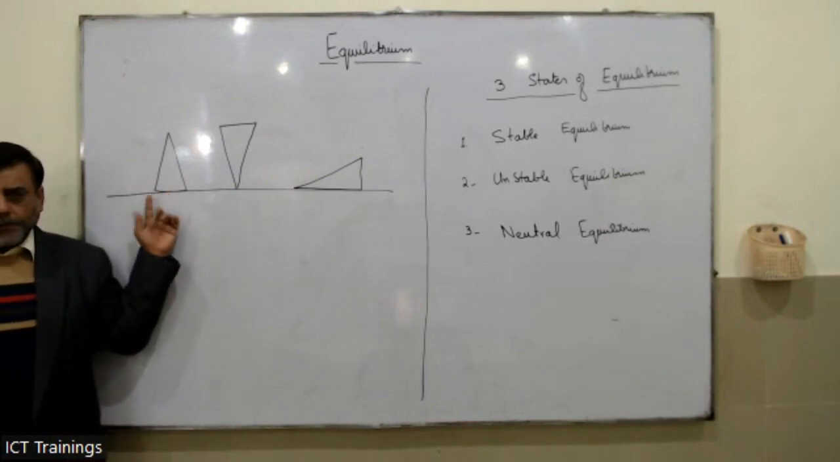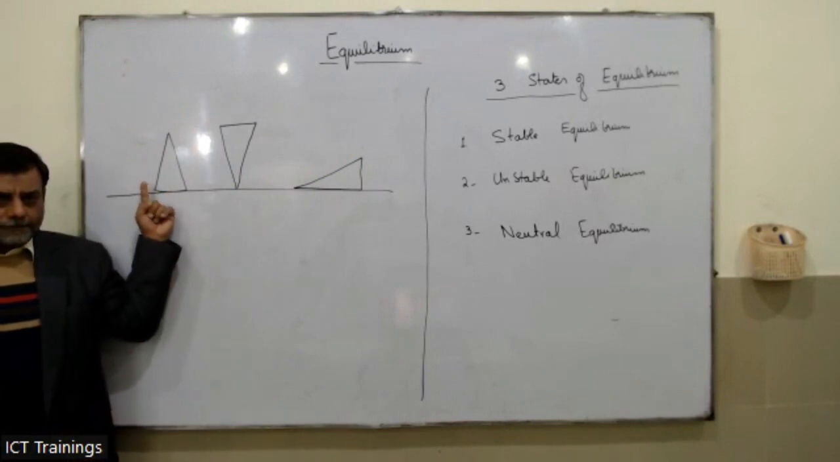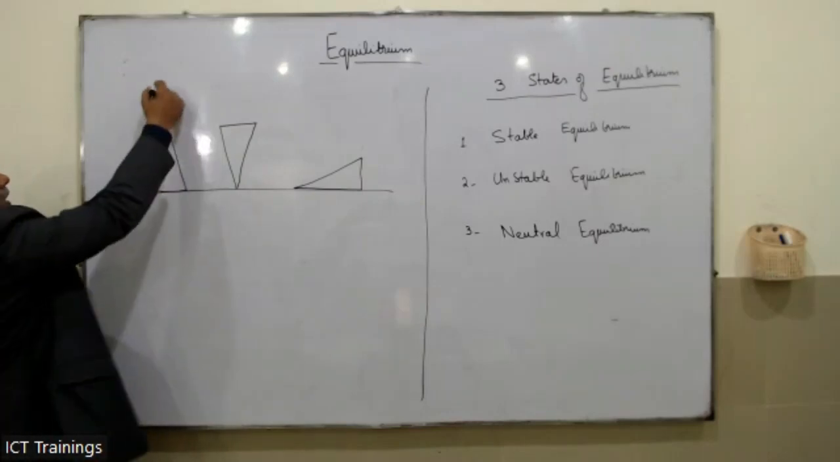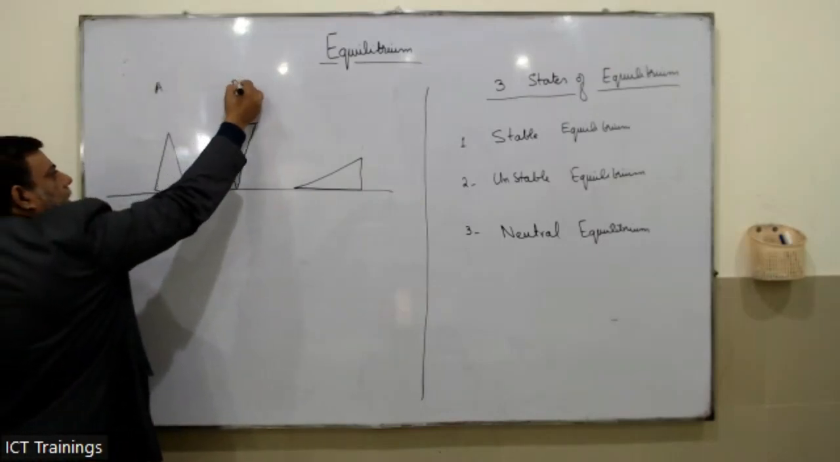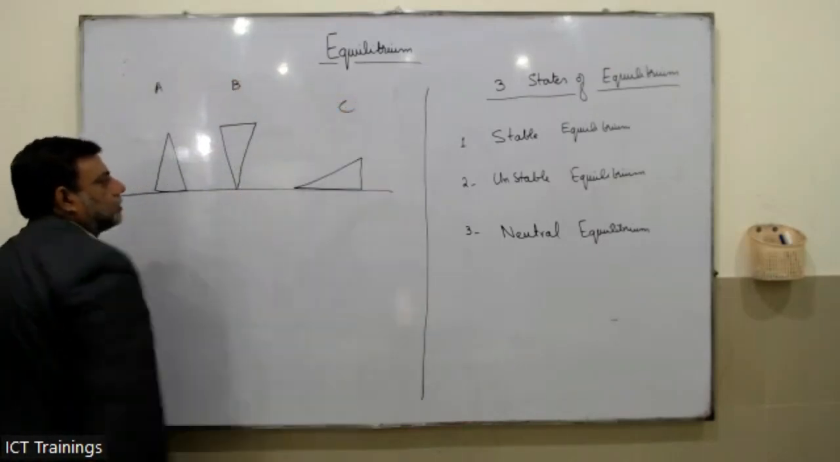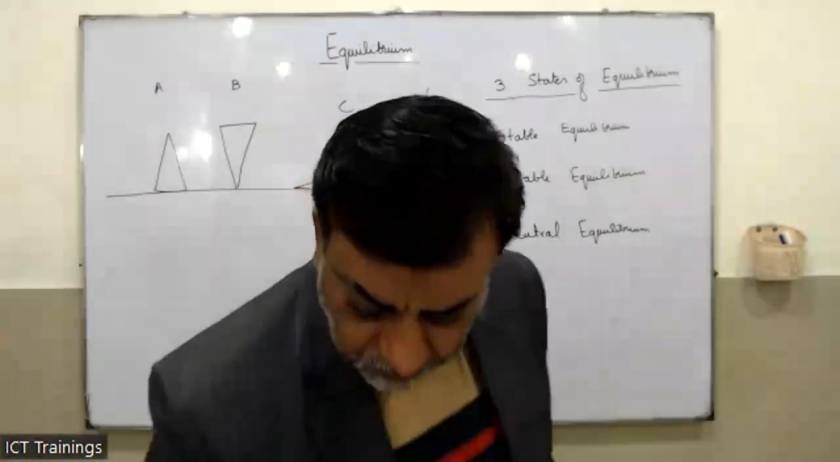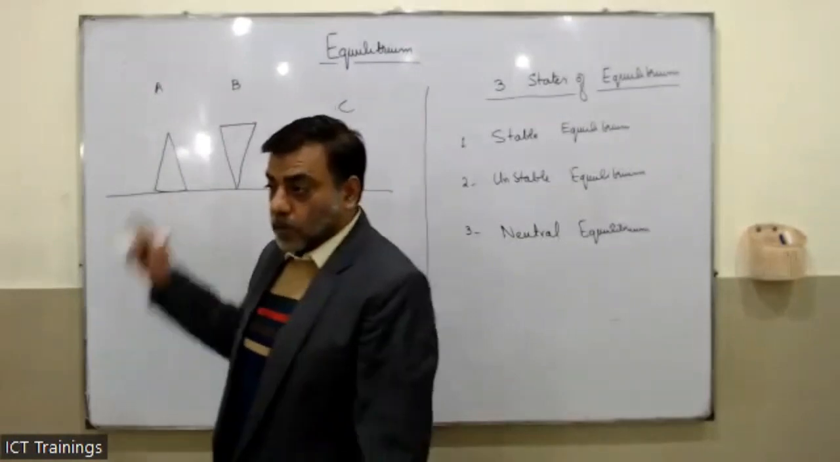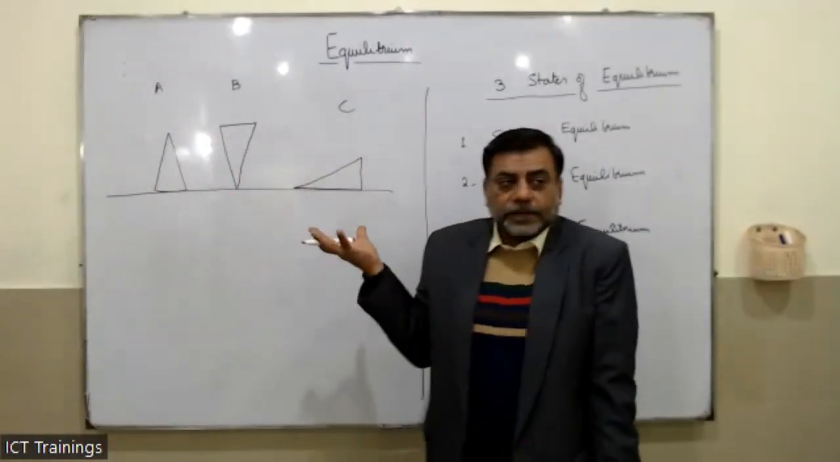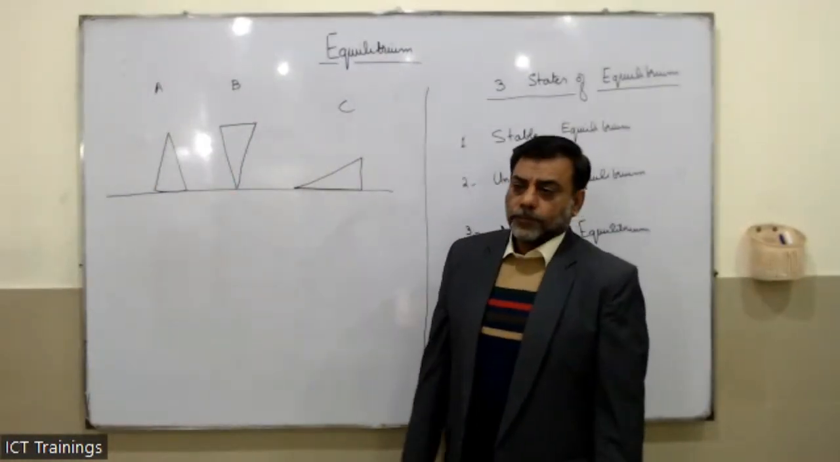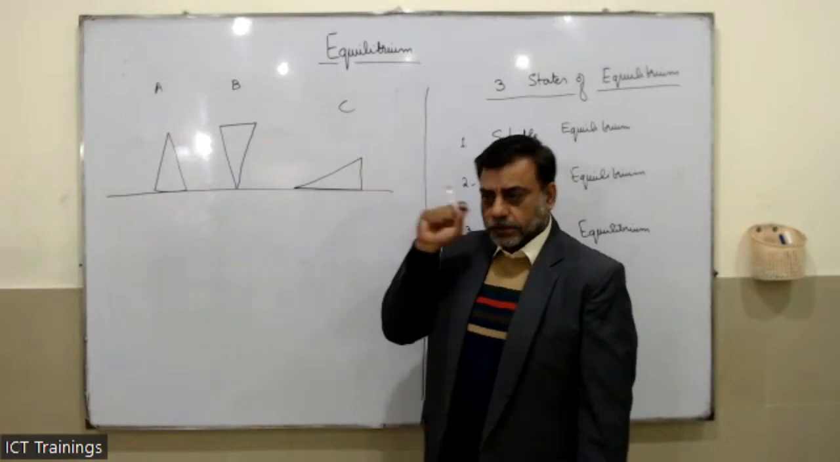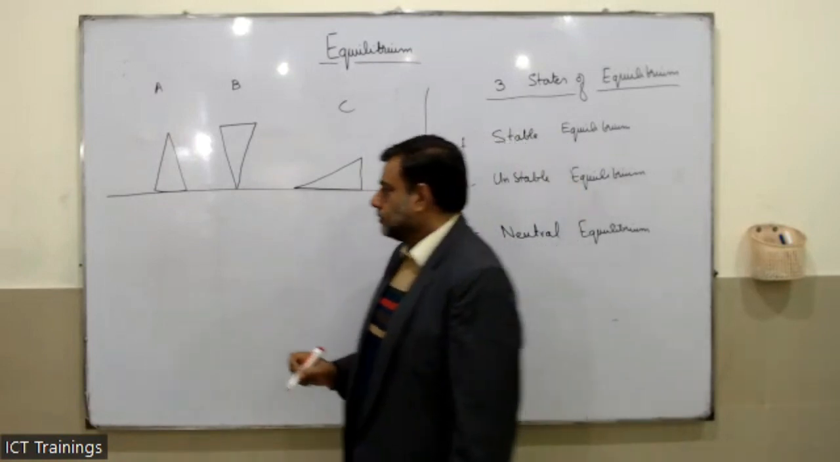ठीक है, ये इक्विलिब्रियम में है कि नहीं है? लेट्स सपोज ए बी सी, इनमें से कौन सी वाली, which of the cones is not in equilibrium? They all are stationary, not moving.